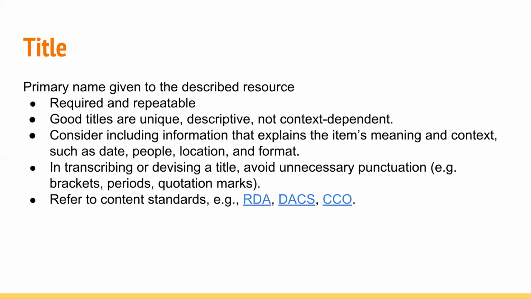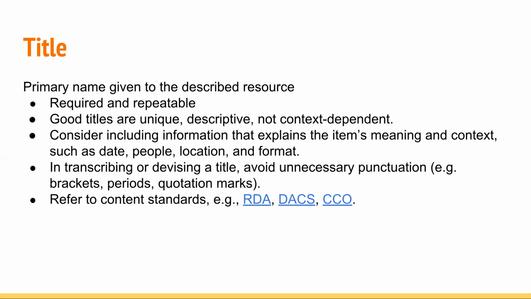So one of our first elements is the title, which is required and repeatable. With cultural heritage materials, we often have to create titles for objects. So no handy title page when you have digital stuff. So good titles are unique, descriptive, and not dependent on context. A good way to approach creating a title is if someone doesn't know anything about this item or the collection that it comes from, will the title help them understand it?